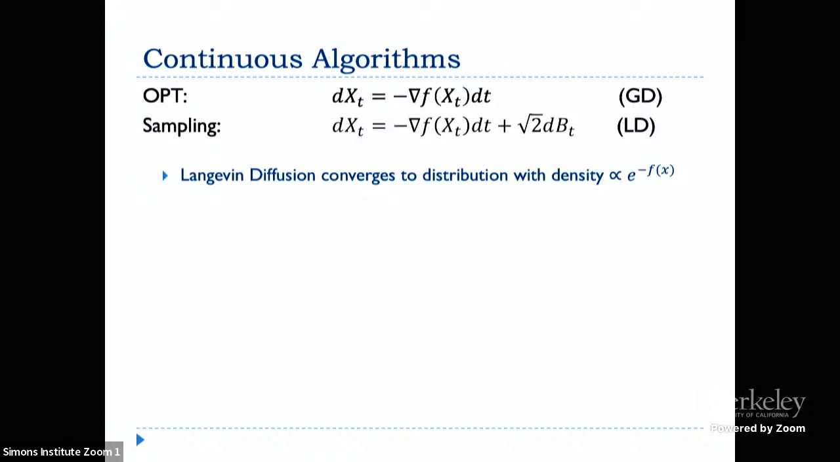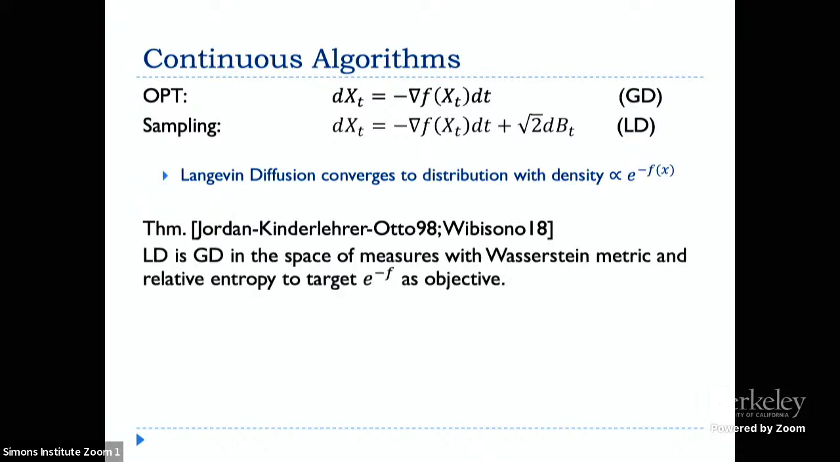The last point to talk about is the view that, let's go back even more, really, sampling is optimization in the right space. This is also a view that came partly out of Berkeley. So this paper by Jordan, Kinderlehrer, and Otto, and popularized by Wibisono, shows that Langevin diffusion is in fact gradient descent. You see how similar those steps are.